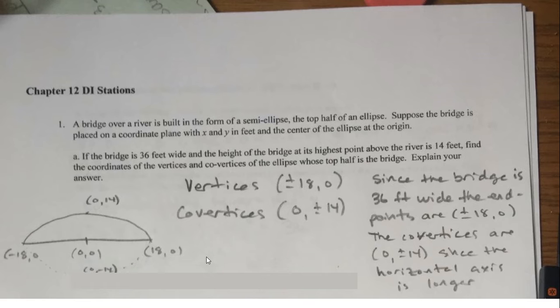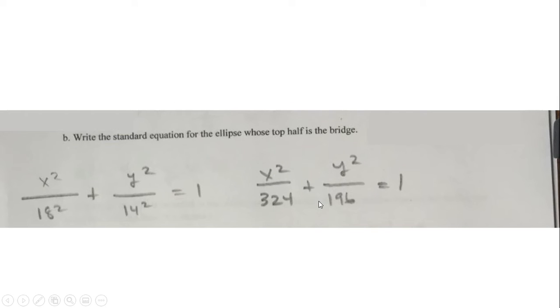All right, let's move ahead to part B. Write the standard equation for the ellipse whose top half is the bridge. Well, if in the x dimension, the vertex is 18, and in the y direction, the vertex is 14, well, we're going to square those. So x squared over 18 squared plus y squared over 14 squared equals 1. And we could write that as x squared over 324 plus y squared over 196 equals 1. So hopefully you remember how to do the equation of an ellipse.